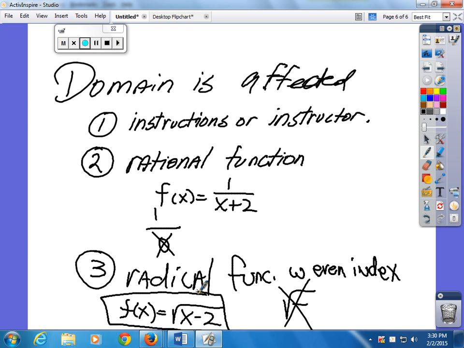Affected. So if I plug in a negative 1, what happens? I get the square root of negative 3, and your calculator gives you a what? Error, depending on where you're from.